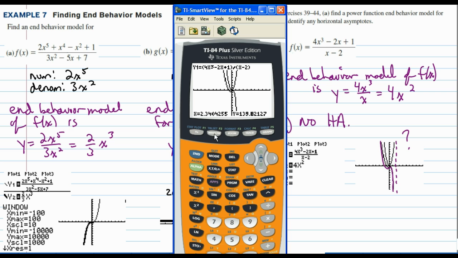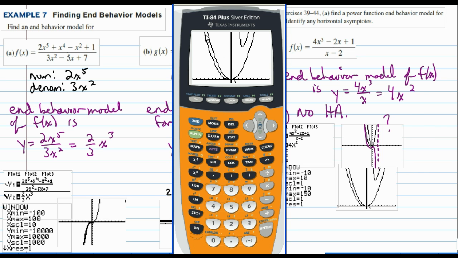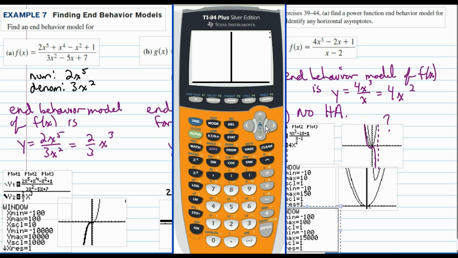So I'm going to go to Window and set my y max to, I don't know, maybe 150. And now I can start to see the parabolic end behavior taking place, but my window still isn't big enough to really see the two of them together having the same shape. So I'm going to keep going. I'm going to change my x-min, x-max, and y-min, y-max. And now finally, with, trust me, tons of playing around with windows, I did finally find a nice window where I can see the two take virtually the same shape on the graphing calculator.